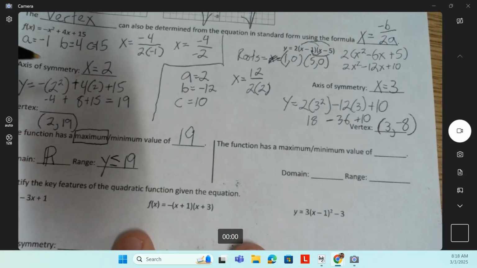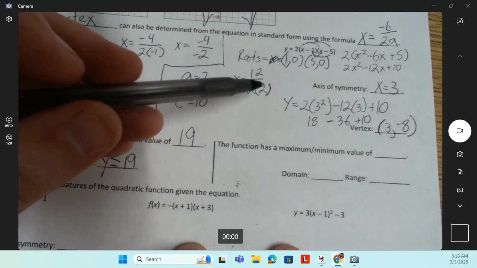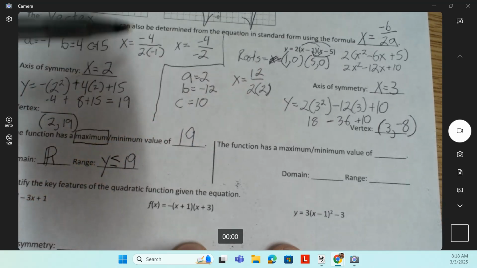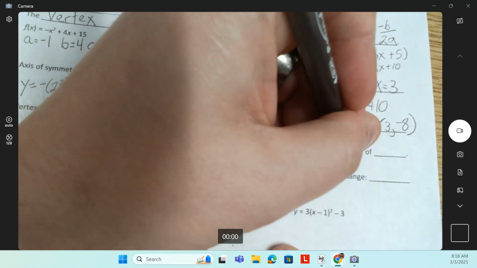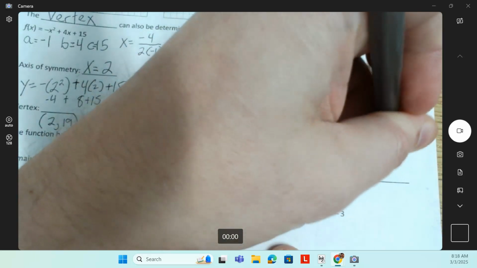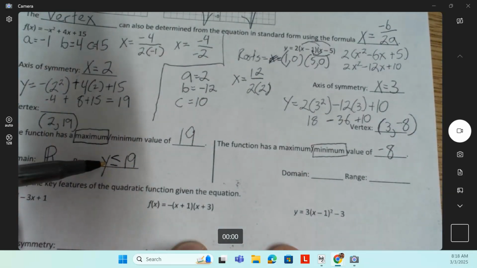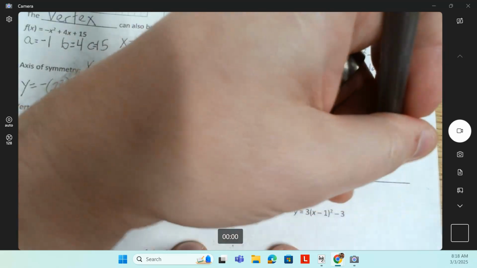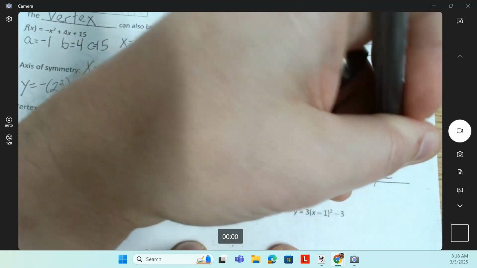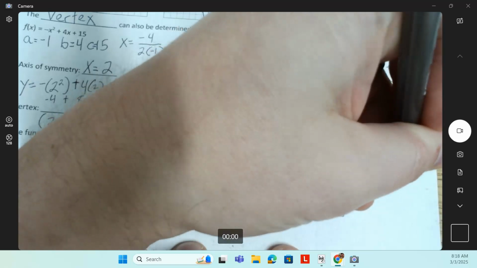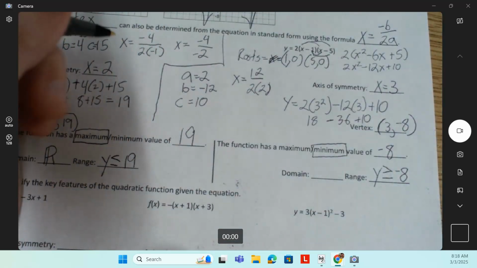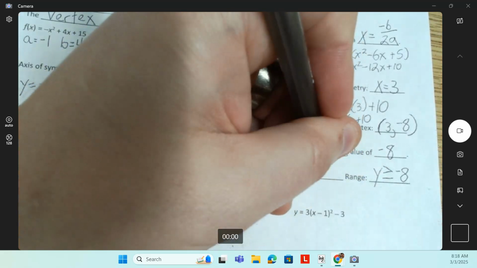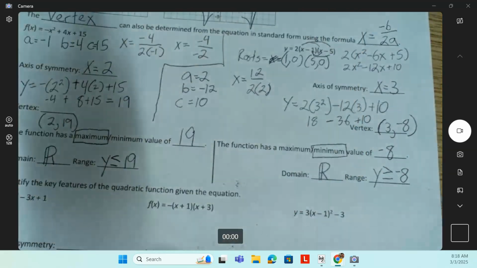And then my domain, just as a regular function, will still be all real numbers, from negative infinity to infinity. For this one, it's positive, so that's concave up, which means I have a minimum value of negative 8. And so we're going to go opposite of what's happening here. So my y value is going to be greater than or equal to -8. And again, domain, same thing, all real numbers.